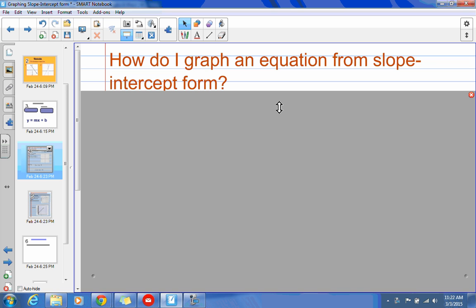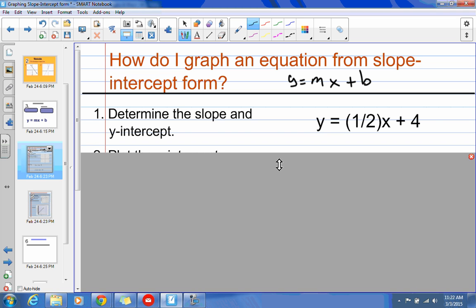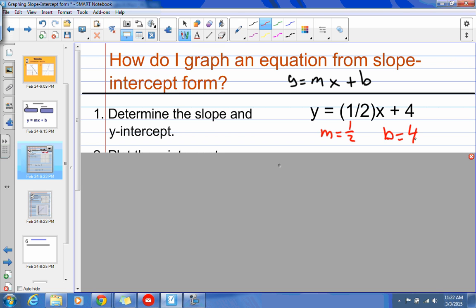If you recall, slope-intercept form is y equals mx plus b, where m is the slope and b is the y-intercept, also known as the starting point. Let's look at step one. Let's say you have the equation y equals 1/2 x plus 4. First, determine the slope and the y-intercept. The slope is that m value, whatever's in front of the x, and that would be 1/2. The y-intercept is that b value, whatever's at the end, and b would be 4.